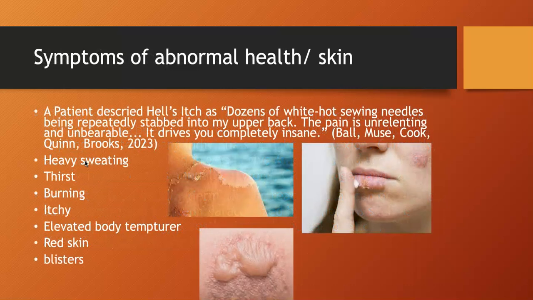Symptoms of abnormal skin health. A patient described Hell's itch as a dozen white-hot sewing needles being repeatedly stabbed into my upper back. The pain is so unrelenting and unbearable, it drives me completely insane. Other symptoms are heavy sweating, thirst, burning, itching, elevated body temperature, red skin, and blisters. You can even sunburn your lips.